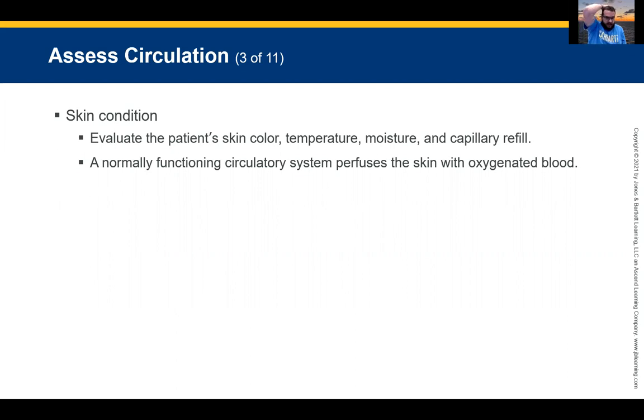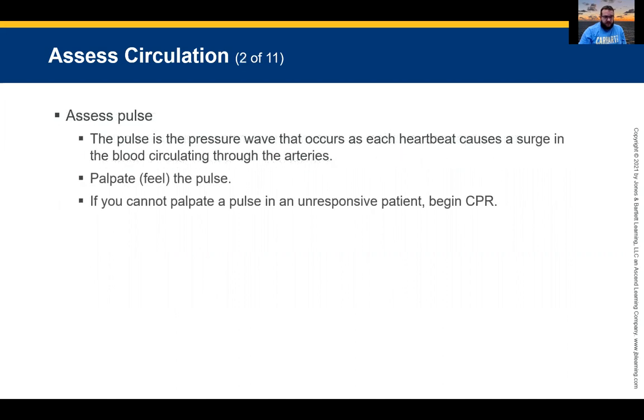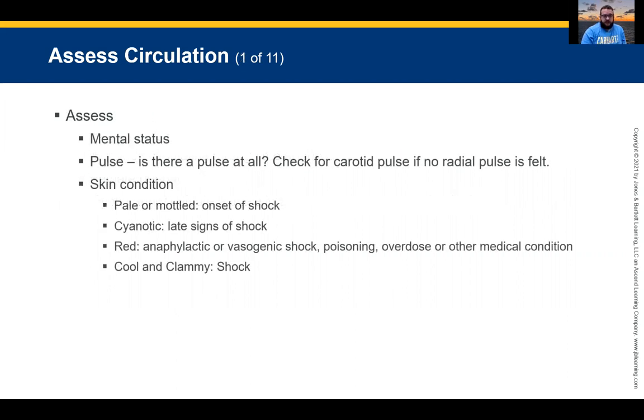All right. So again, we talked about the patient's skin color. We want to know, let's go back. So if y'all have any questions, y'all can still write it down. Here's our skin color condition: pale, cyanotic, red, or cool and clammy. All right.